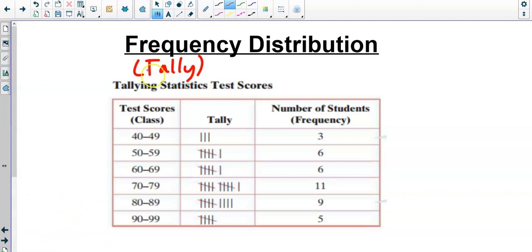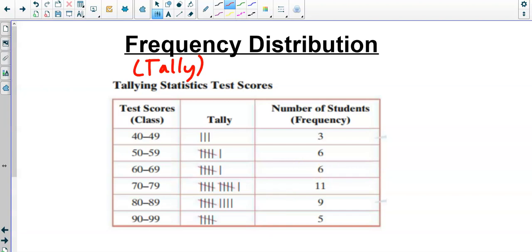So you have some sort of class or maybe number, and then you mark how many times it happens, or how many of our data entries fall within 40 to 49, or 50 to 59. Okay? And then over here, this is just what we call the frequency, because we turned the tally into its actual number. There were 3 tallies, so the frequency is 3. There were 6 tallies, so the frequency is 6. So that's what a frequency/tally table looks like.